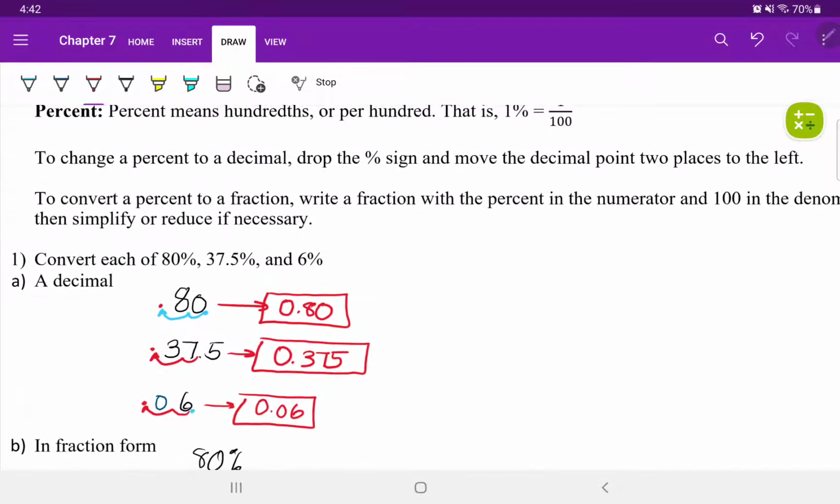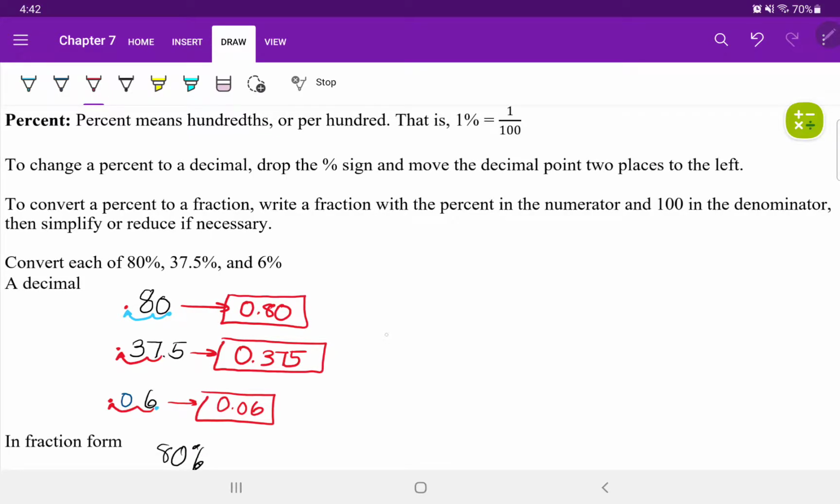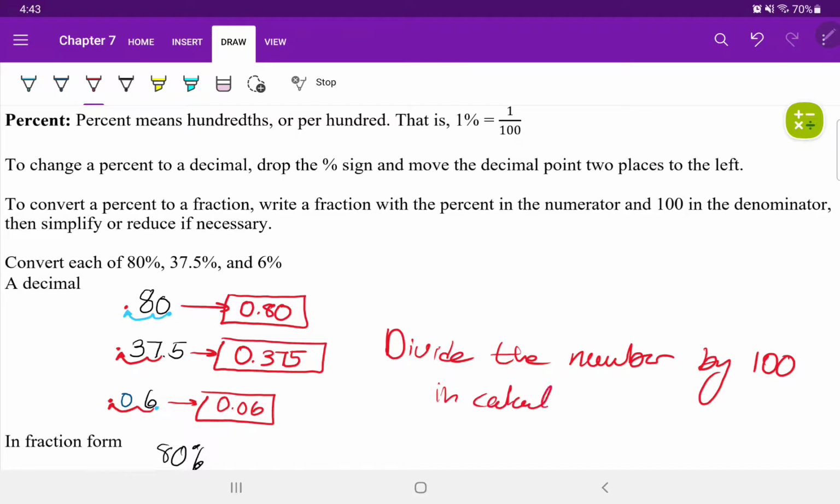Another way you can do that as well is to divide the percentage by 100. So you can also divide the number by 100 in your calculator. If you divide each of these numbers, 80, 37.5, and 6, by 100 in the calculator, you will get the following decimals.